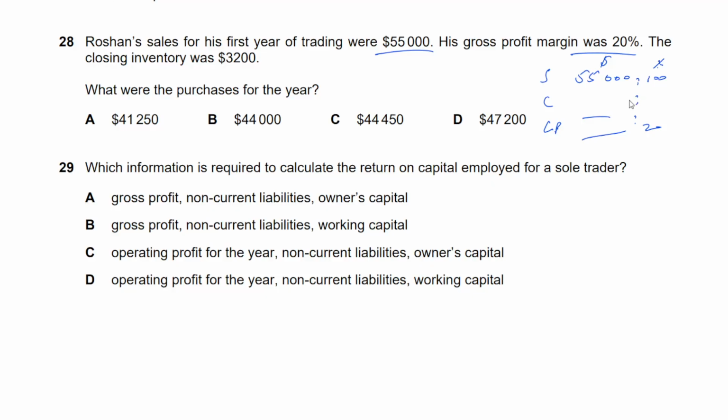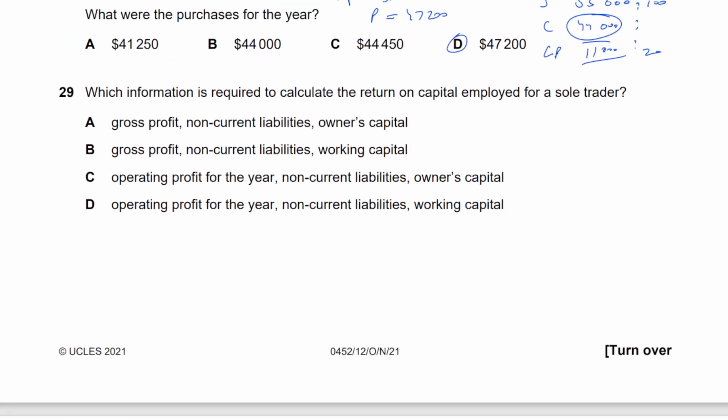So 55,000 divided by 100 times 20. That's 11,000. And 55,000 minus 11,000, that's 44,000 cost of sales. So how do we get cost of sales? We do opening inventory, which is not here because it's the first year of trading, plus purchases minus closing inventory gives us 44,000, the cost of sales. Profit in this case is 47,200. Better explained in the previous video. So again, I advise you to go back and watch that one.